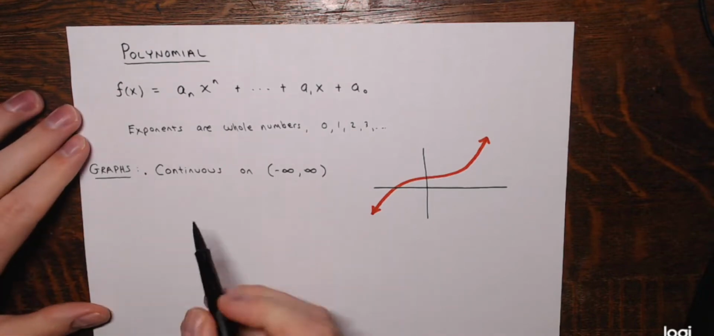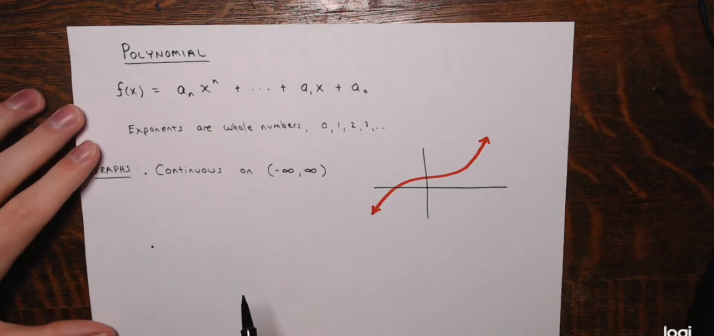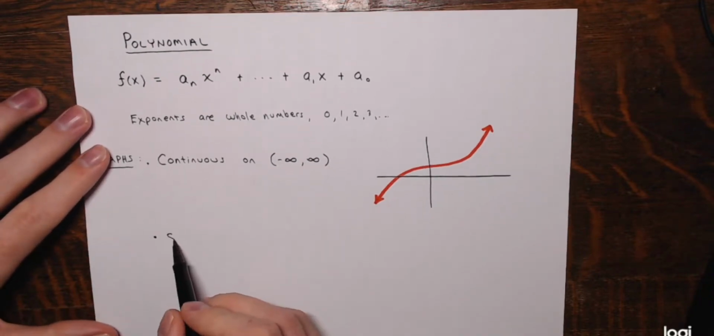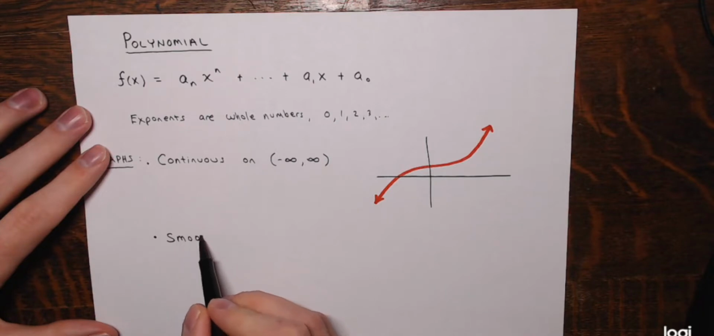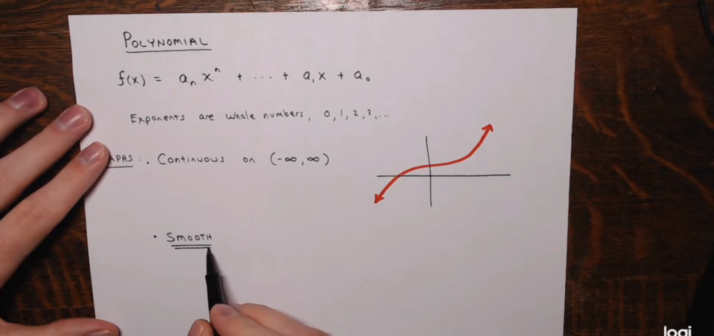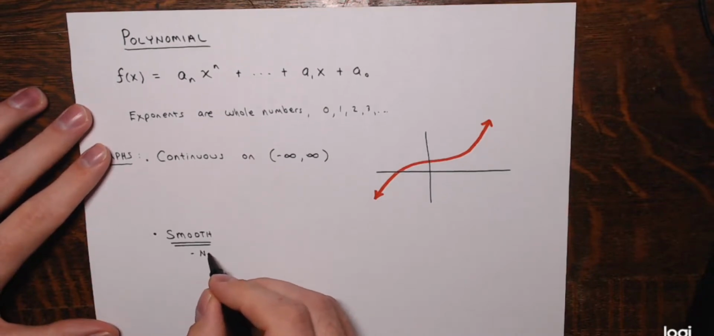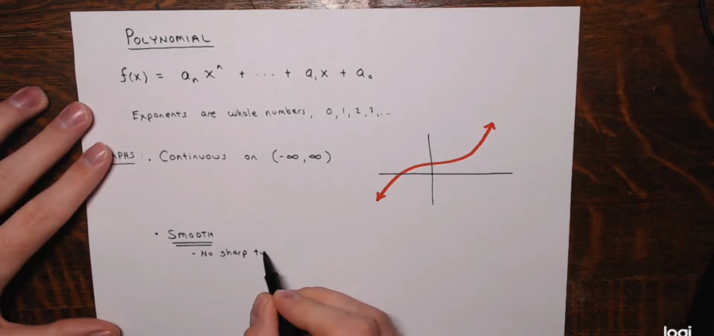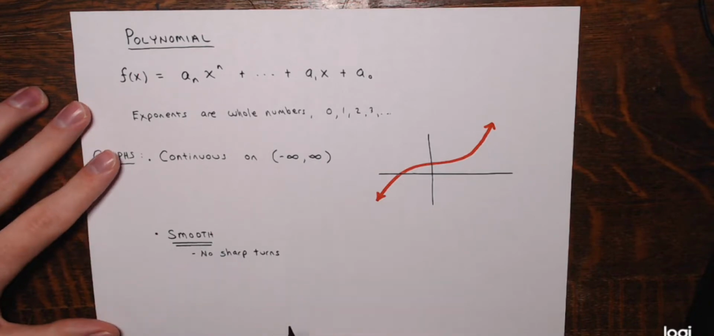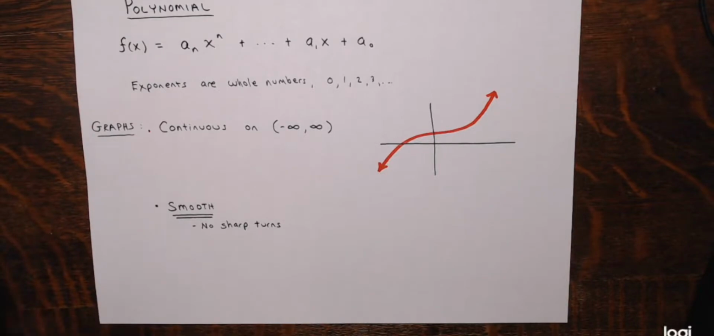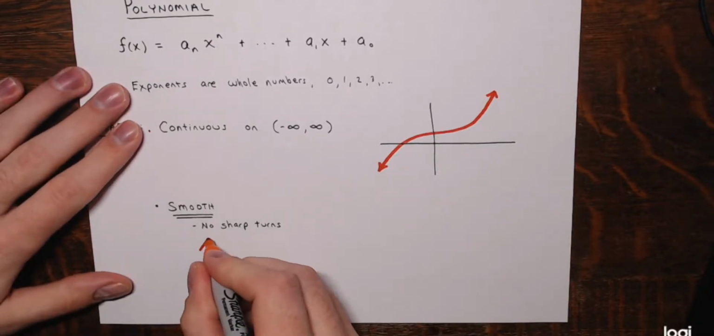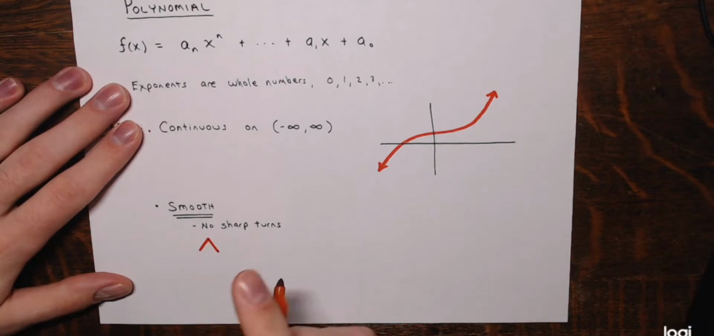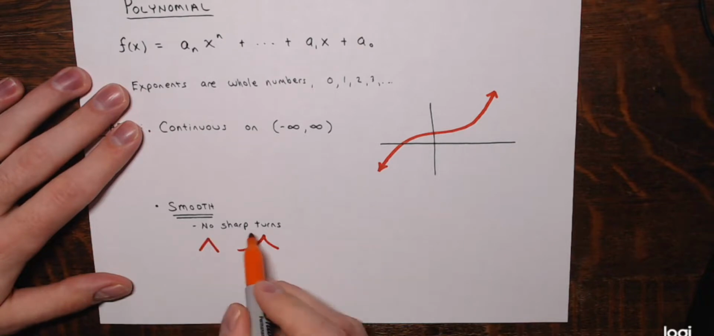There's no breaks, no pieces. So that's one. Another thing about graphs of polynomial functions is that they are what they call smooth everywhere. Smooth just means that there's no sudden turns, no sharp turns. So you're not going to see stuff like this. There's no pointy places, like a turn and then a sharp turn, stuff like that. You're not going to see any of that.